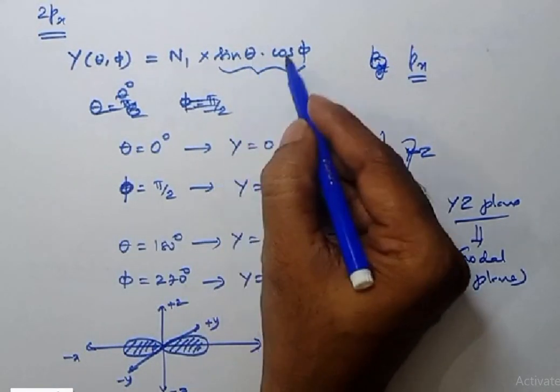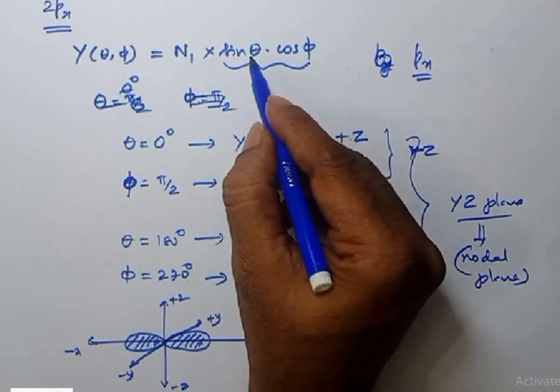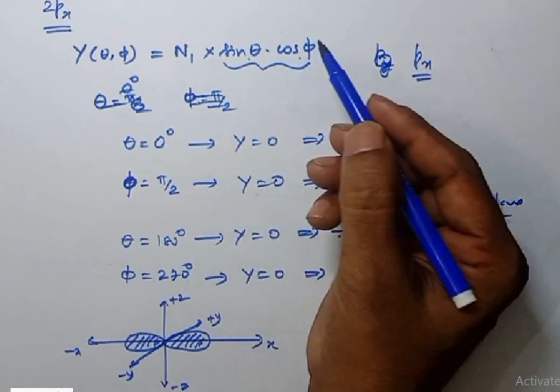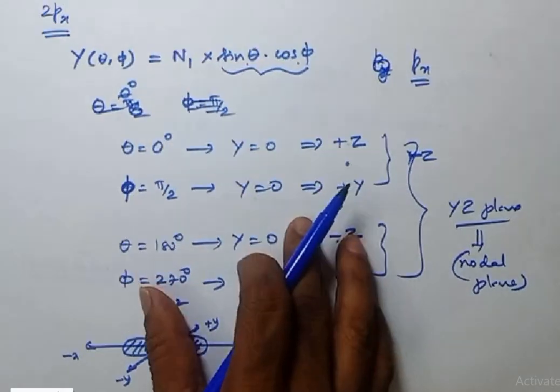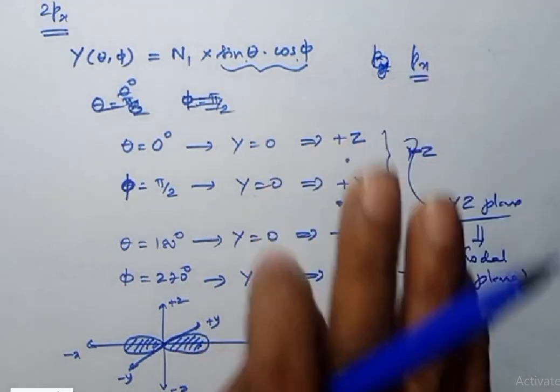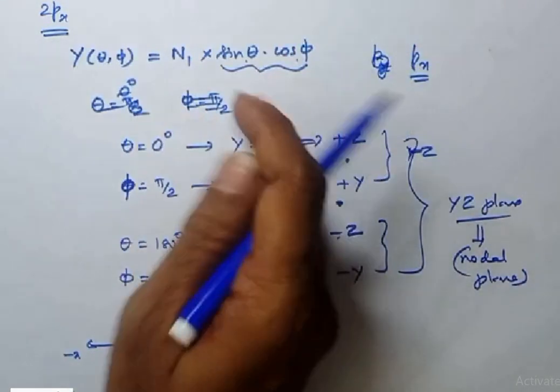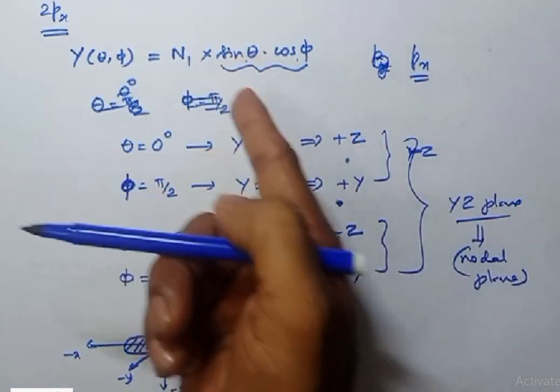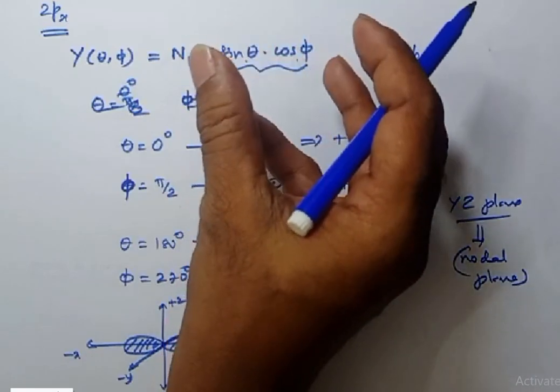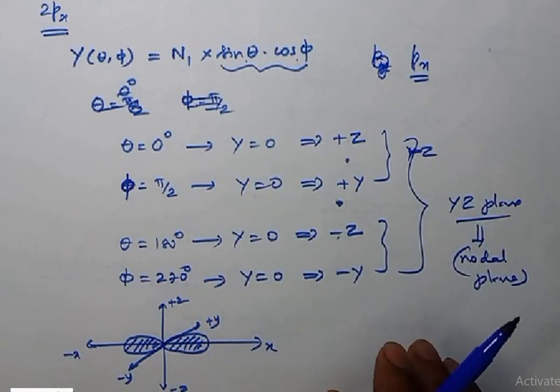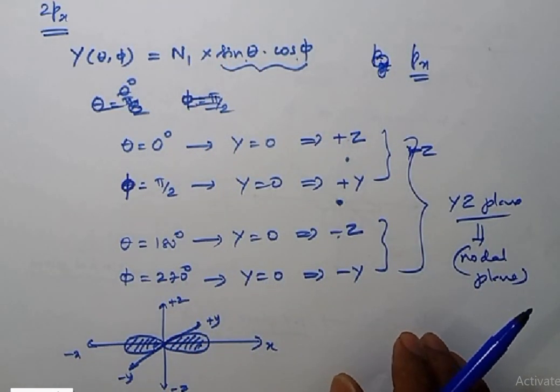In that wave function, the angular part contains sin theta into cos phi. Then that function corresponds to px orbital. Note down, very very important. If a wave function is given, you can easily find out the orbital by seeing which angular part is present. By seeing the angular part, you can easily identify.